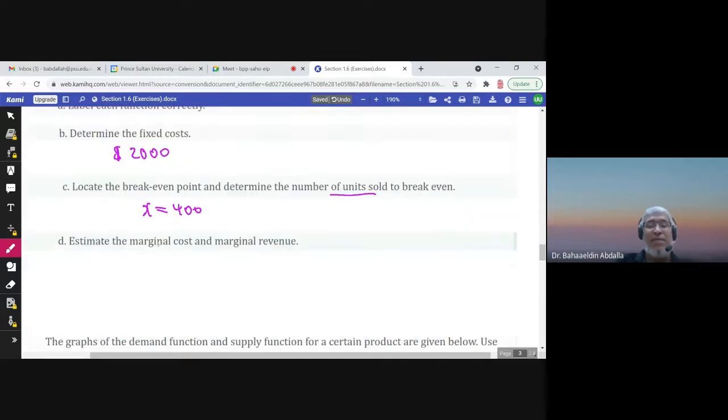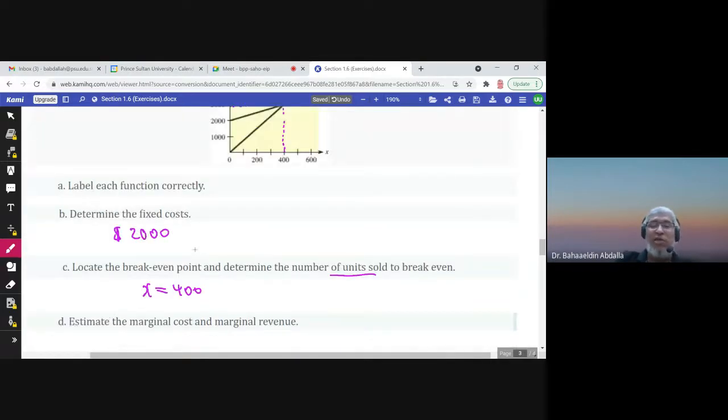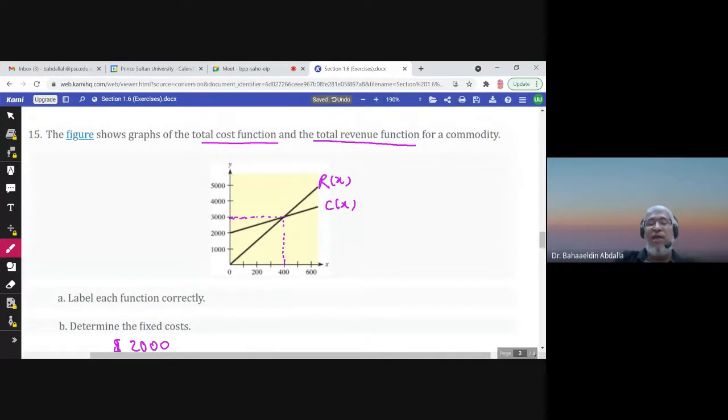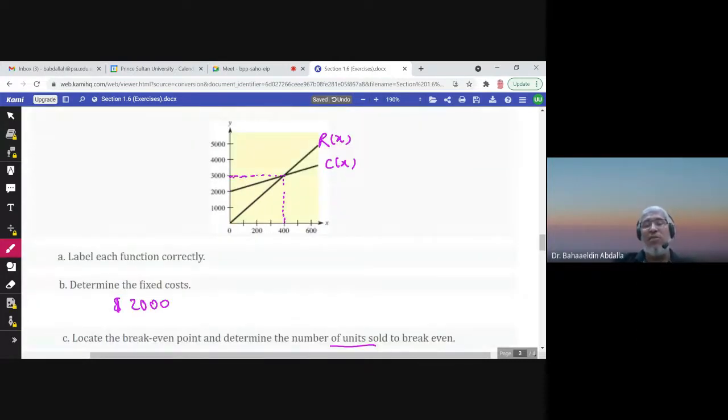Okay. Estimate the marginal cost and the marginal revenue. Well, to find the marginal, let me start with the marginal revenue, for example. To find the marginal revenue, this is the revenue line. I need to determine the slope of the line. So I need to choose two points. Let me choose this point, which is the break-even point, and this other point, okay? So I'm talking about this point and this point.